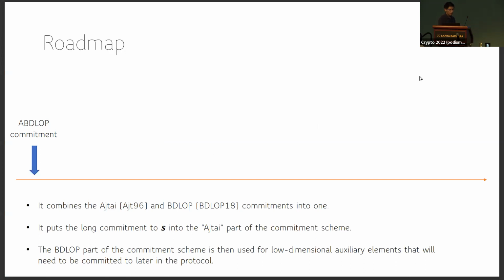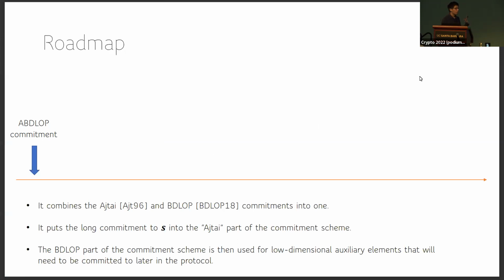So here is the roadmap. The first thing is we introduce the ABDLOP commitment, which, as the name suggests, combines the AJTAI and BDLOP. The nice thing of combining these two is that if we want to commit to a long vector with a small norm, then we can put it in the AJTAI part of the commitment scheme so that it's compressing.